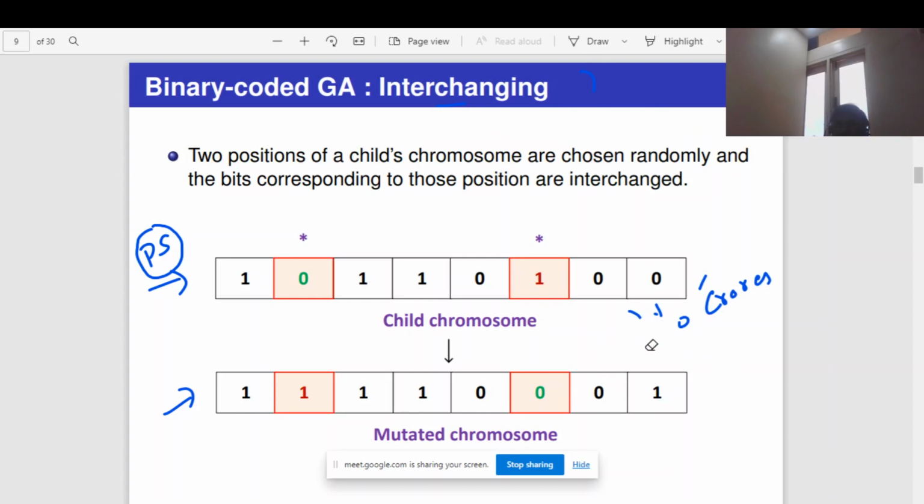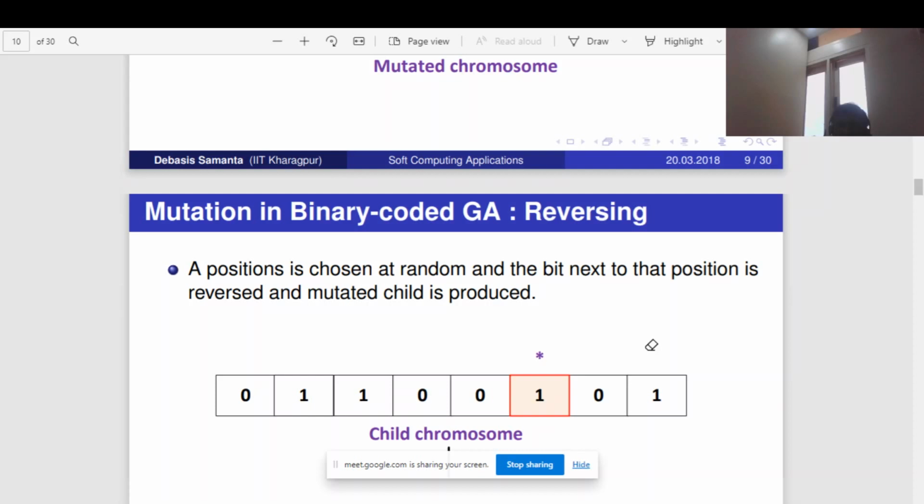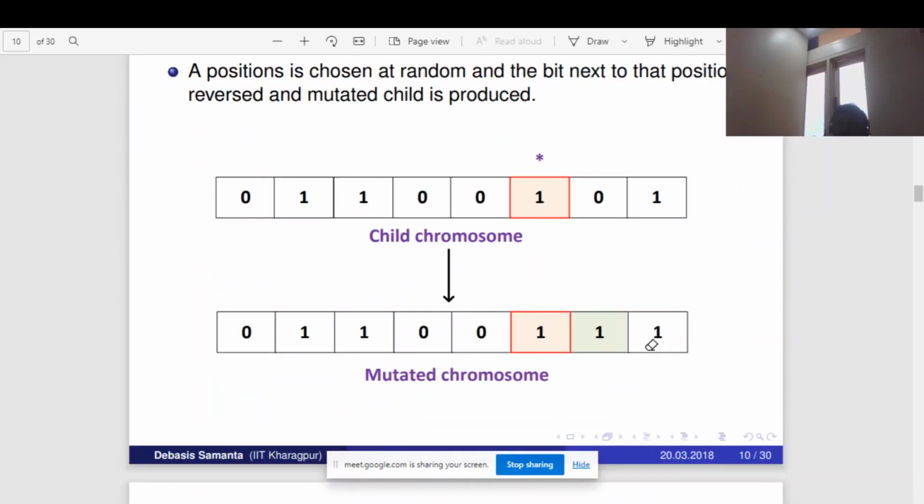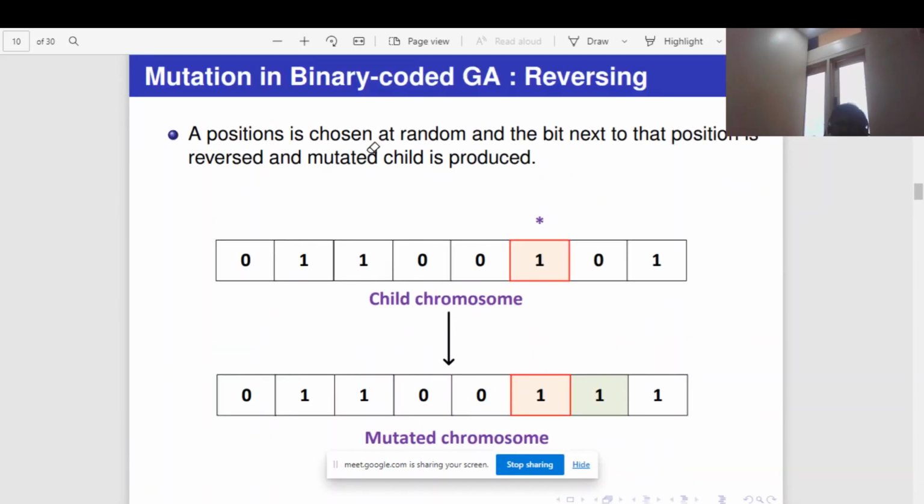Okay, so this is about interchanging. Next is reversing. In the case of reversing, we randomly choose only one position. Oh, sorry, not that position, the position next to that. A position is chosen at random, and the bit next to that position is reversed, and the mutated child is produced.